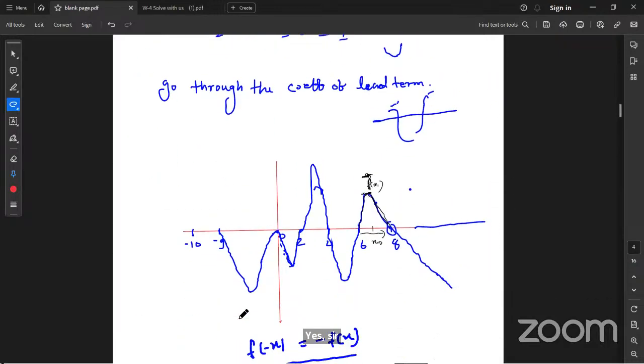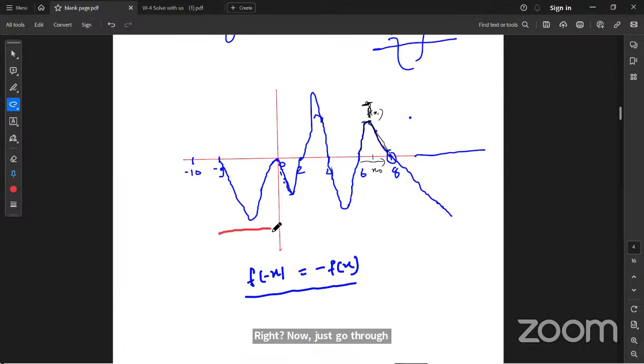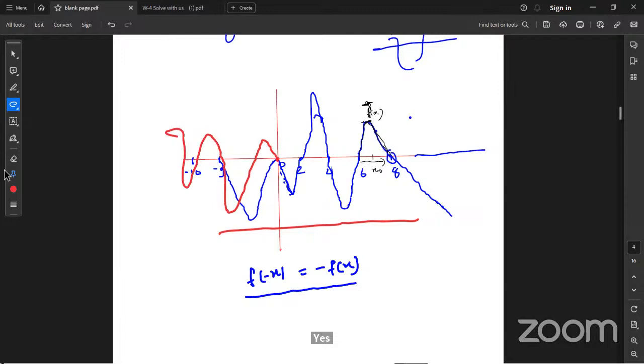Now just go through this graph. Is it symmetric on the origin? Here is your origin. If it is, then it will behave like this. It is not symmetric. This is behaving like this, no? How will it be? This kind of thing, right? Sorry, I think it is not correct.